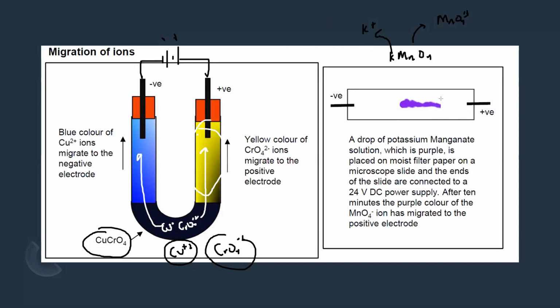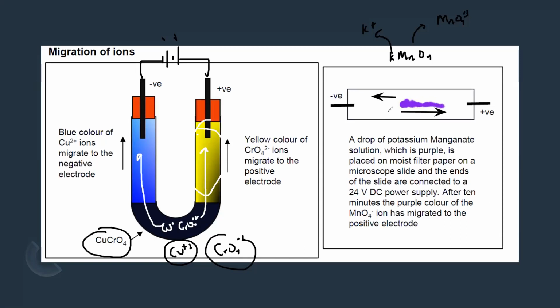So on the filter paper, we will observe the movement of the purple color, which shows that the ions are attracted towards the positive terminal, and their movement is visible. But because the potassium ions are colorless, even though they are moving, we don't observe their movement. So this electrolysis of potassium permanganate or copper chromate shows that ions can migrate or move from one place to another.